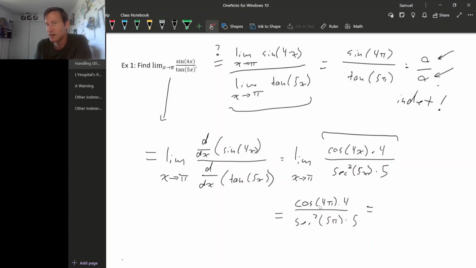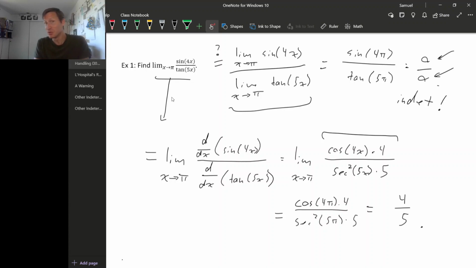Let's see, cosine of 4 pi, that's 1. So in the numerator, we just get 4. In the denominator, secant squared of 5 pi. So I think secant 5 pi is minus 1, but then square that and you get a plus 1. So 1 times 5, that's 5. So this limit is 4 over 5. And without using L'Hopital's rule, I'm not so sure how you would calculate this limit. So it's really handy to have L'Hopital's rule.